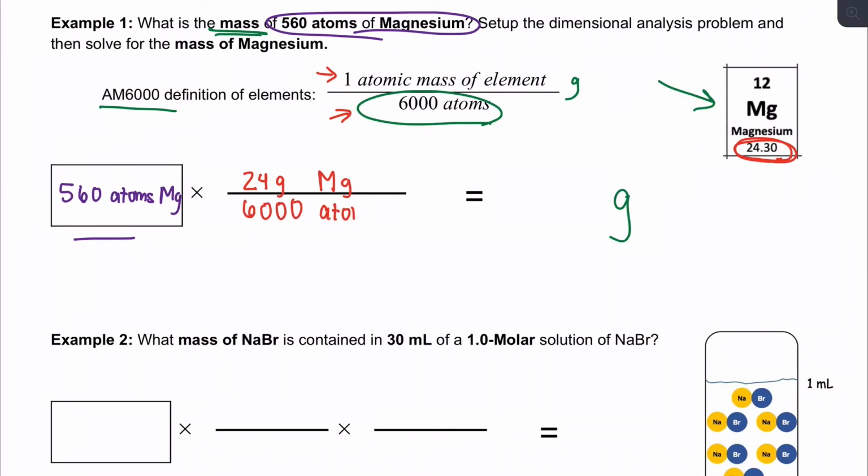6,000 atoms of magnesium. My atoms of magnesium will cancel out because what's on top will cancel what's on bottom, and I'll be left with grams of magnesium here. So now it's a calculation where I do 560 times 24 divided by 6,000, and you should end up with 2.24 grams of magnesium. So in this problem, I derived the conversion factor from the mass on the periodic table.